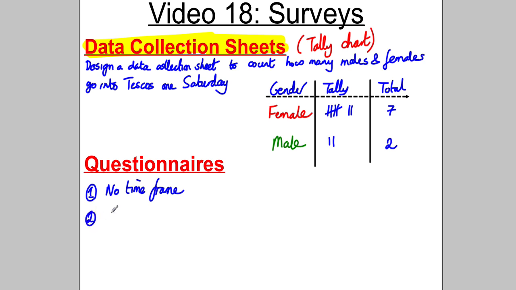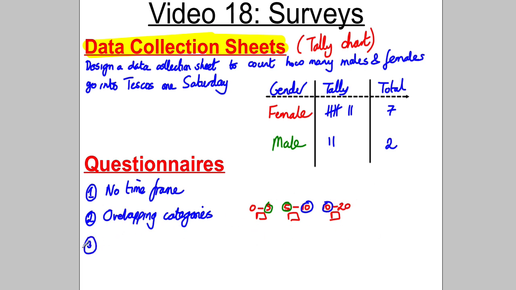The second one is overlapping categories. For example, if I said to you something like, how many books do you read a week? If I said something like 0 to 5, 5 to 10, or 10 to 20, something like that, then what would you do if you read 5? Do you tick that box or that box? And similarly with 10, would you tick that box or that box? So overlapping categories are not allowed in your tick boxes.